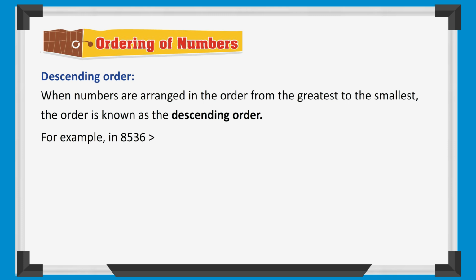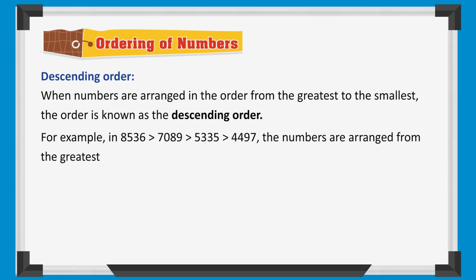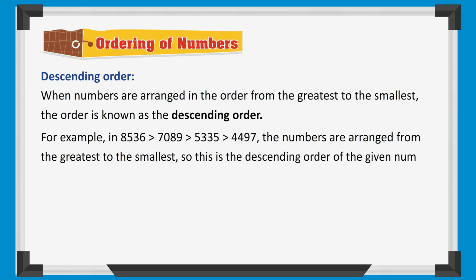8536 greater than 7089 greater than 5335 greater than 4497, the numbers are arranged from the greatest to the smallest. So this is the descending order of the given numbers. This is also called the decreasing order of numbers.